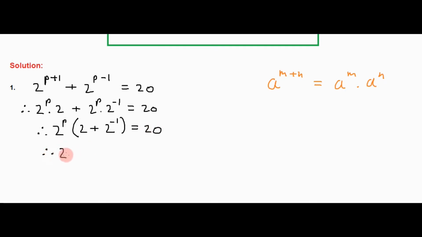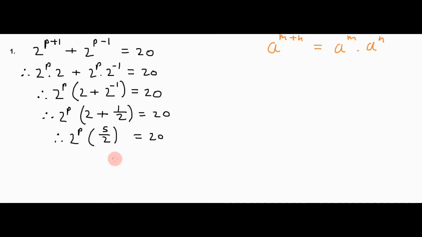We can simplify inside the brackets. We have 2 plus 2 to the negative 1, which we can write as 1 over 2. And this is equal to 20. Adding the terms inside the brackets, 2 plus a half is 2.5, or 5 over 2. And now we can divide the 5 over 2 into the right-hand side.